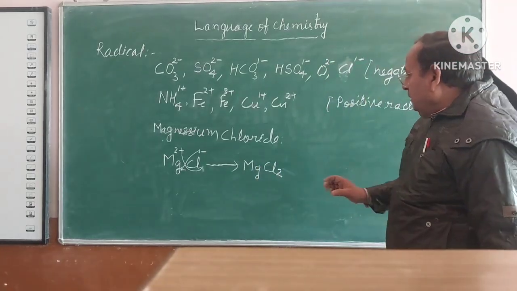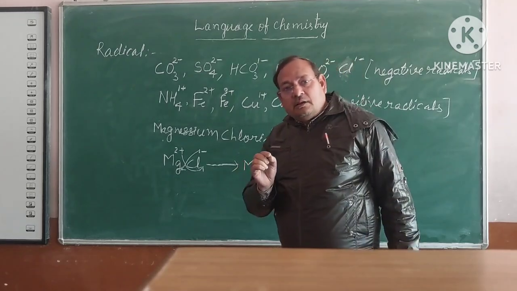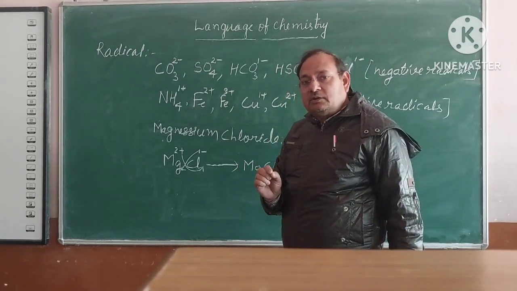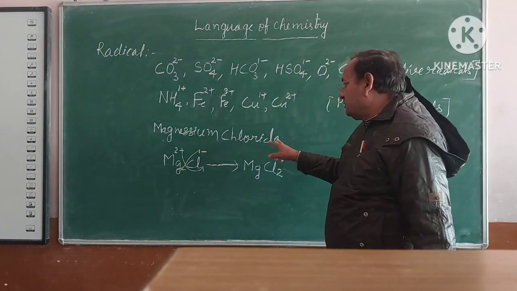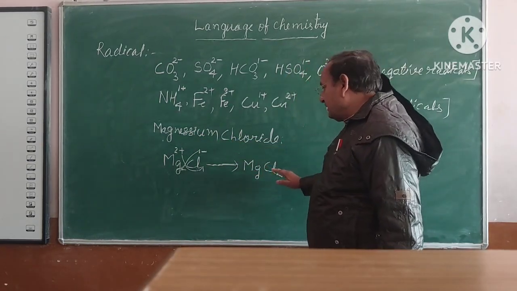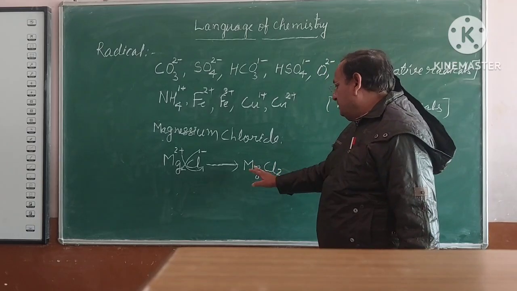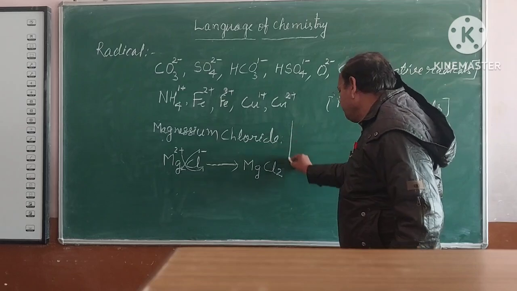Understand? So I guess you have understood how the formula of any compound, like calcium carbonate or magnesium chloride, is written. MgCl2.